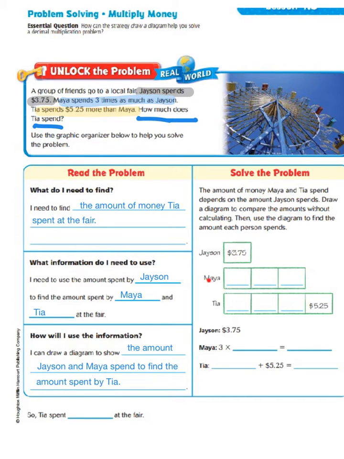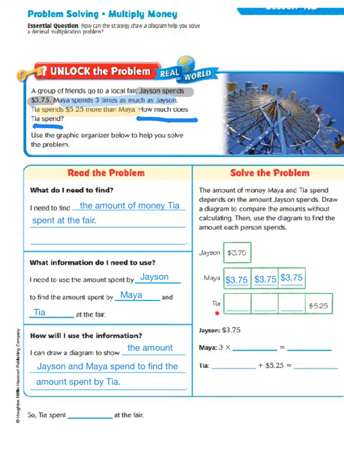Now our next friend is Maya, and if we look back at our word problem, it says that Maya spends 3 times as much as Jason. Therefore, out by Maya's name, we should have 1, 2, 3 boxes, and in each box we are going to put our $3.75. So now that we have the $3.75 recorded in each of the 3 boxes, that will help us determine how much Maya spent at the fair.